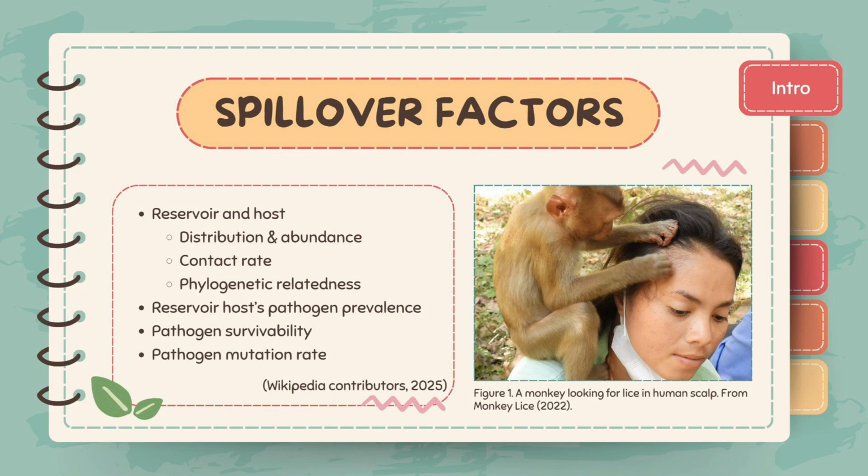Pathogen mutation rate also plays a role, as those with a high mutation rate are able to adapt quickly against host-specific immune systems, allowing it to proliferate within the new species. Figure 1 shows a very close interaction between a monkey and a human, where pathogen spillover is at great risk due to their proximity and phylogenetic relatedness.